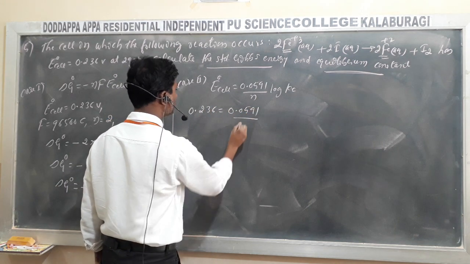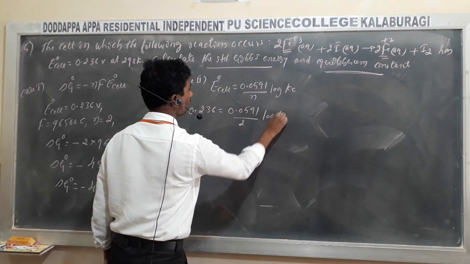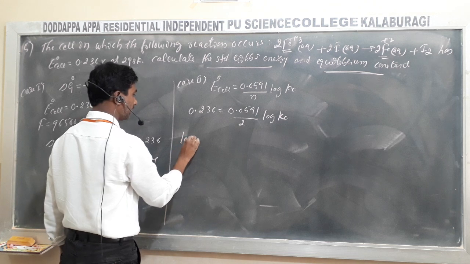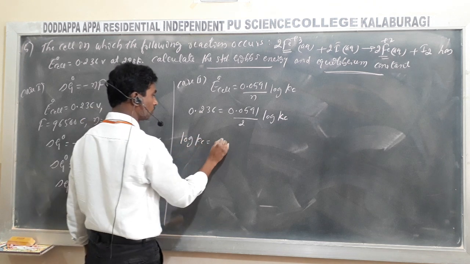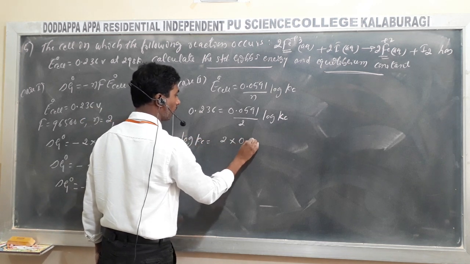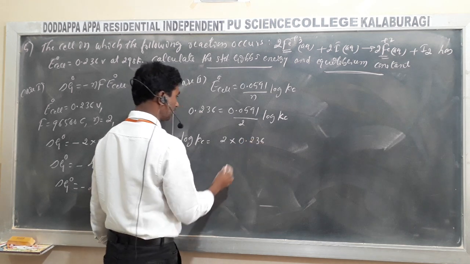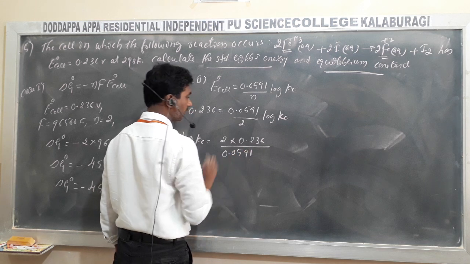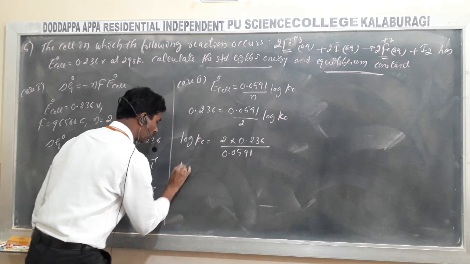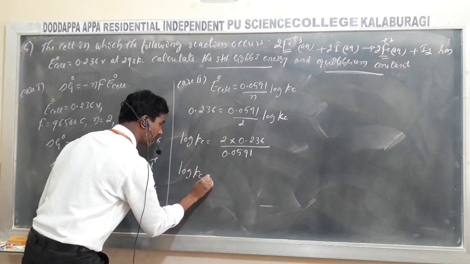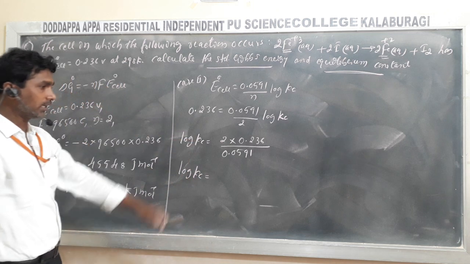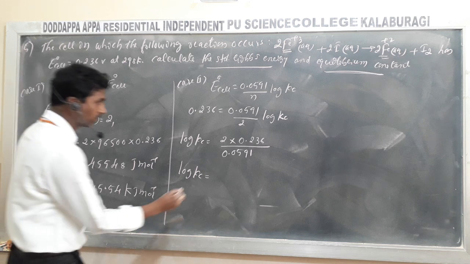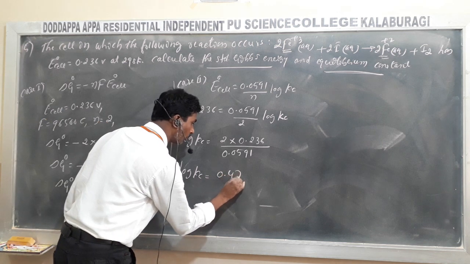0.0591. What is n? n is equal to 2, and this is log of Kc. Now I can write here: the log of Kc is equal to 2 into 0.236 divided by 0.0591. Next, log of Kc is equal to, yes, you have to multiply 2 into 0.236. So we can get 0.471.